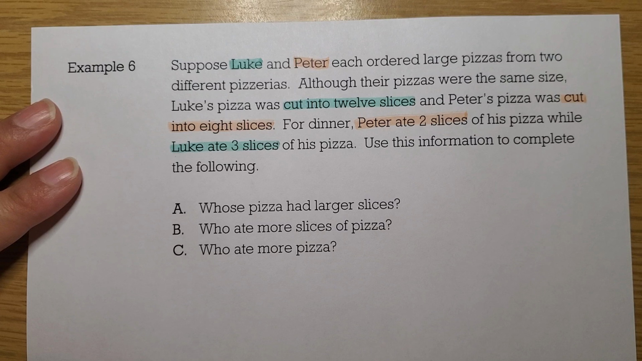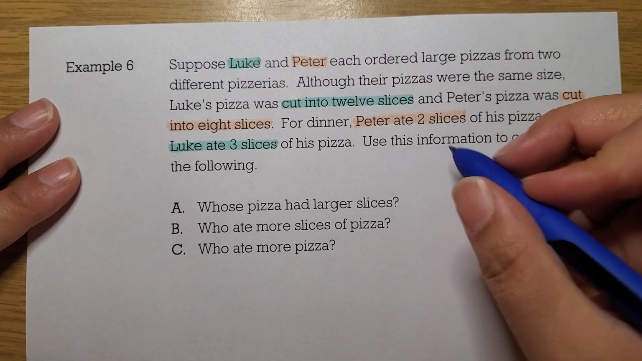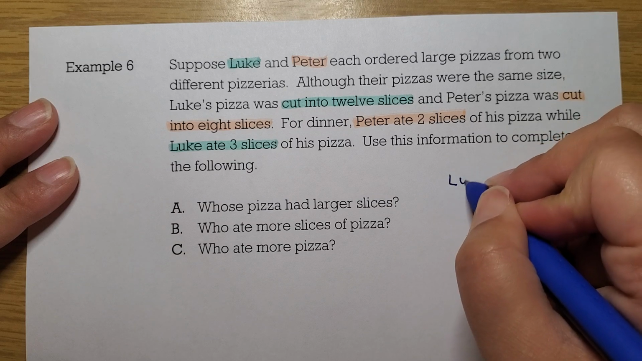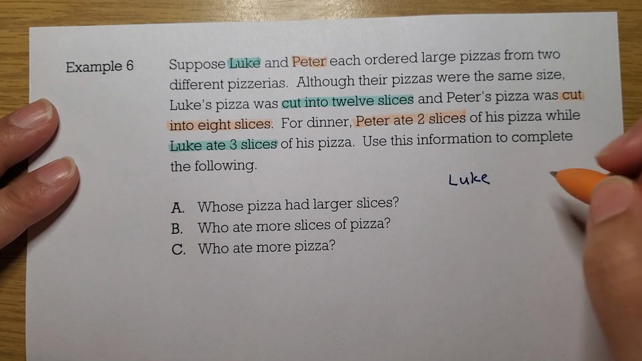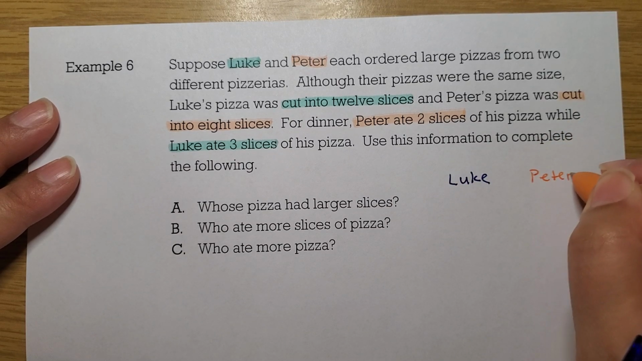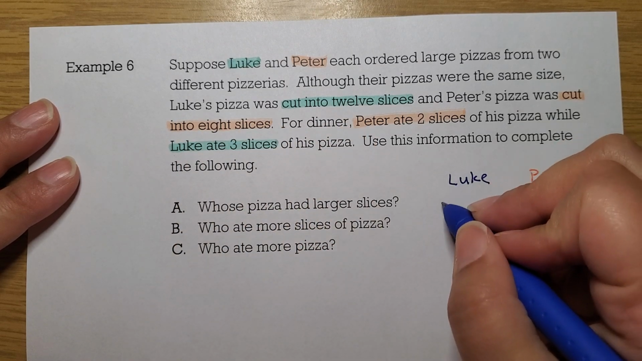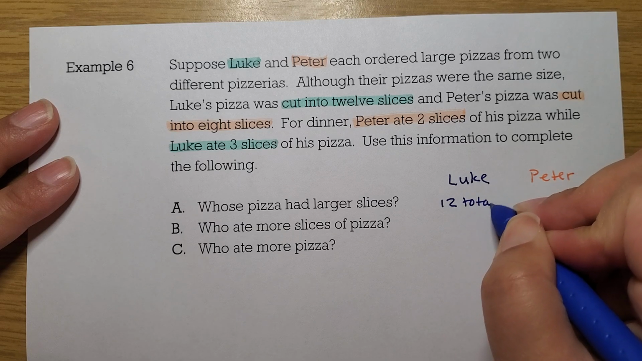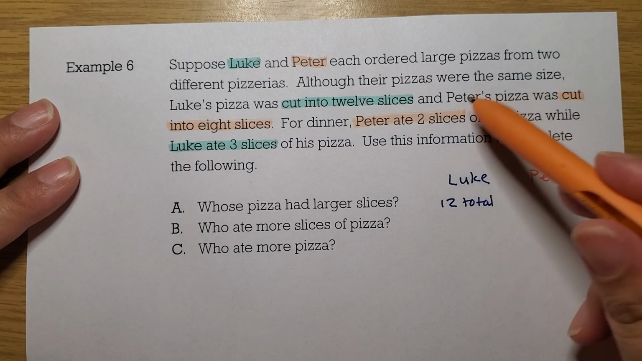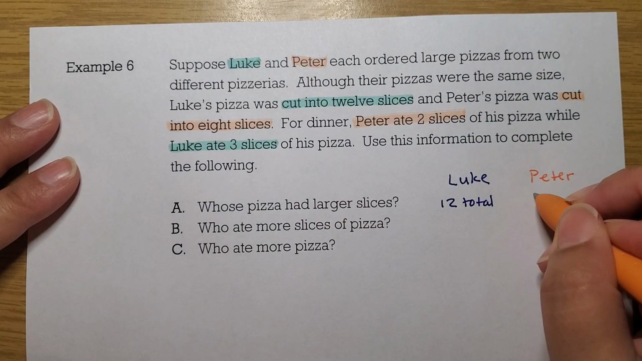So one thing that you can do to help you when you are doing word problems that involve more than one person or more than one kind of item is you can use different colors to highlight, or you can kind of make a table summarizing the data. So for example, I've got Luke and Peter here. Luke's pizza had 12 slices, so 12 total slices, whereas Peter's pizza had 8 total slices.